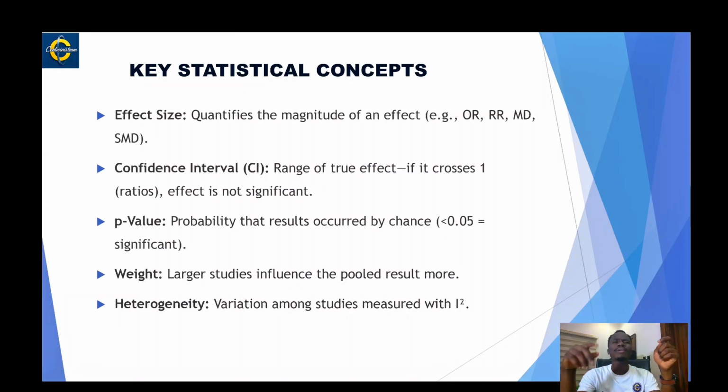Another statistical concept we take into consideration is the confidence interval. Whenever we perform a meta-analysis and make conclusions, we look at our confidence intervals to know the range of the true effect, whether it crosses one, and whether the effect is significant or not. Another thing to consider is the p-value, which is also very important. I'm going to show several examples in this session of forest plots that have all the statistical concepts we are talking about.